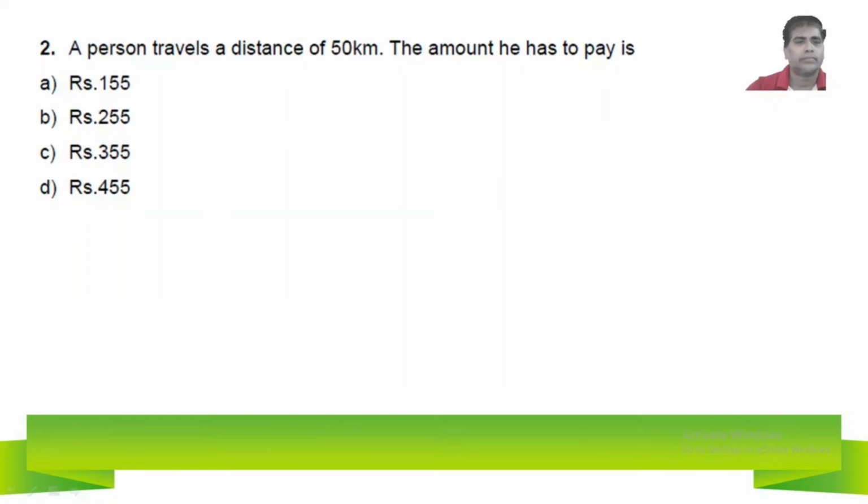Next, second question. A person travels a distance of 50 kilometers. The amount he has to pay. So what are the linear equations in two variables we got for situation 1? We got x plus 15y is equal to 110 rupees and x plus 10y is equal to 75 rupees. So for 10 kilometers he has paid 75 rupees, for 15 kilometers 110 rupees.